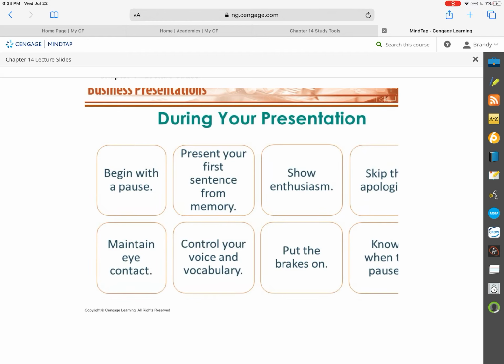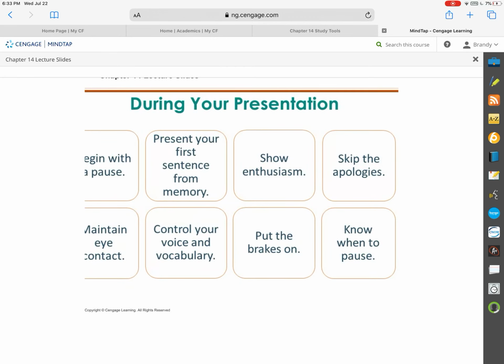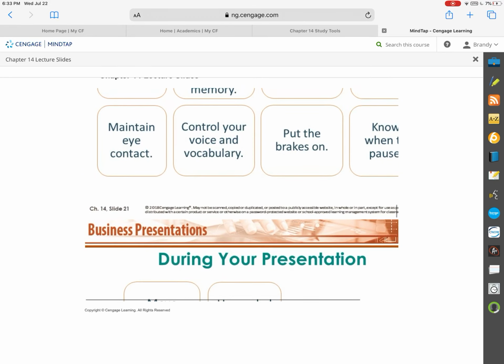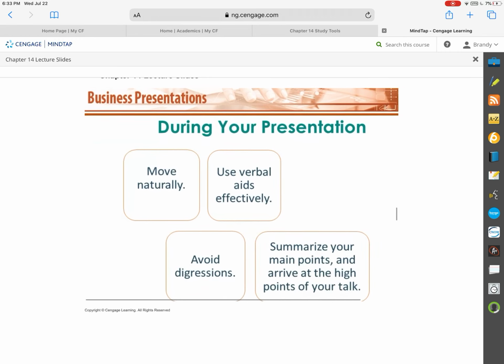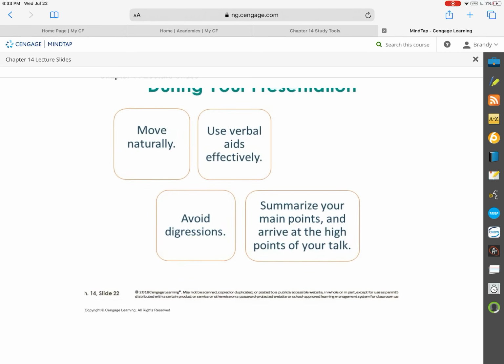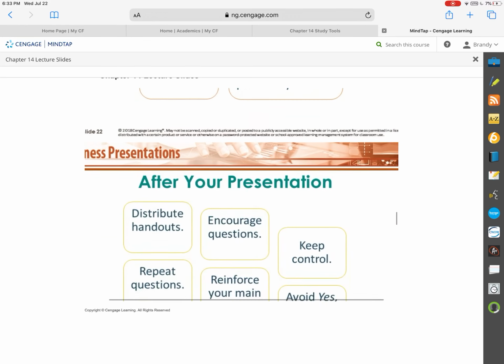During, make sure you're pausing. It's okay to pause, and don't fill it with a vocal pause. Be excited about what you're putting forth and then they'll be excited. Don't apologize. If you mess up, just keep right on moving. Know when to pause. Make sure you're controlling your voice. Be very natural. Don't be robotic. Don't just stand there and not move at all, though. If you can, use verbal aids effectively. Make sure you're summarizing those points like we talked about.